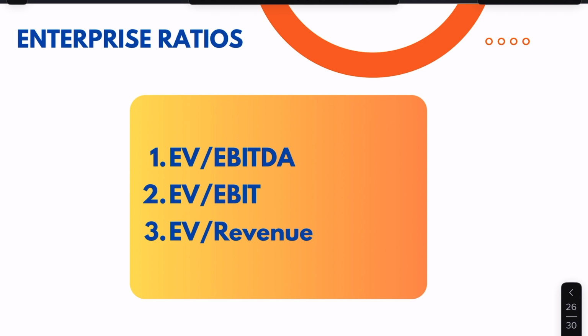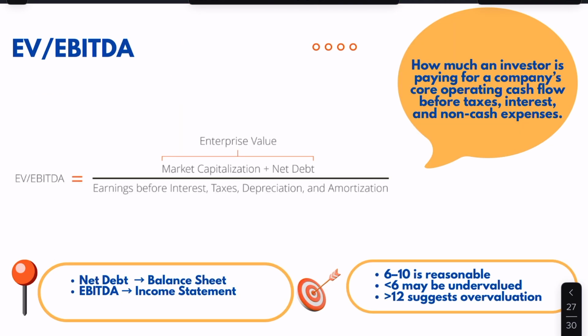Next, let's look at enterprise value ratios. So enterprise value includes debt. So these ratios show the total cost to buy the business. So you're going to look at 3 ratios: EV by EBITDA, EV by EBIT, and EV by revenue. So EV by EBITDA compares enterprise value to EBITDA, and it's useful for evaluating the takeover value.